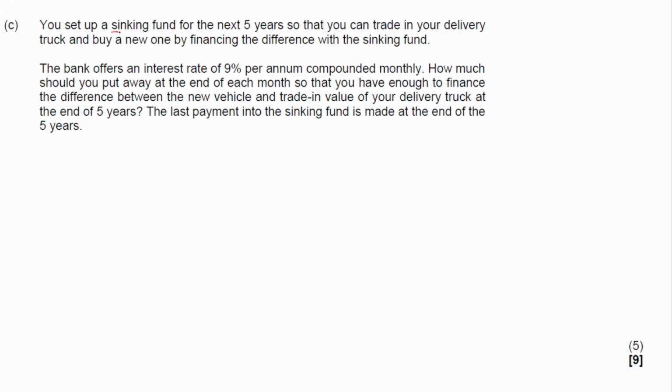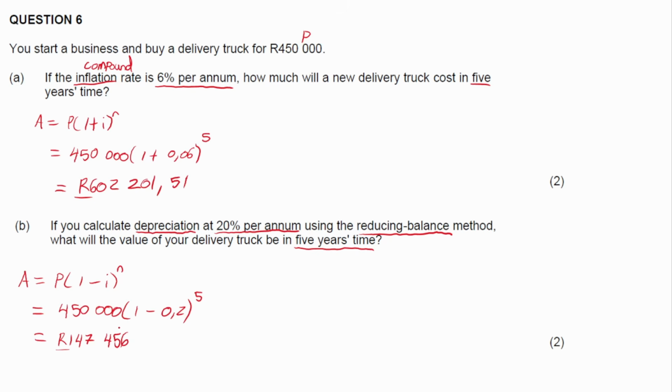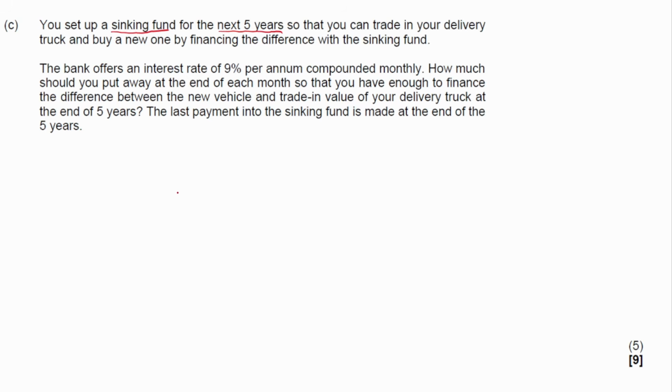So we set up a sinking fund, okay, and it's for the next 5 years. We're going to trade in our delivery truck and buy a new one by financing the difference with the sinking fund. We know how much the old truck we're going to trade in cost: 147,000. And we know how much the new one costs: 602,000. So you see how if we just give them our old truck, we still have to cover that difference, which is about 450,000 roughly. That's the difference we're going to have to sort out with our sinking fund.